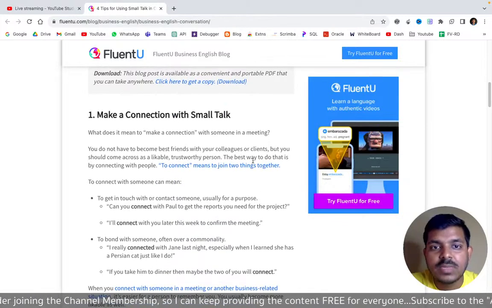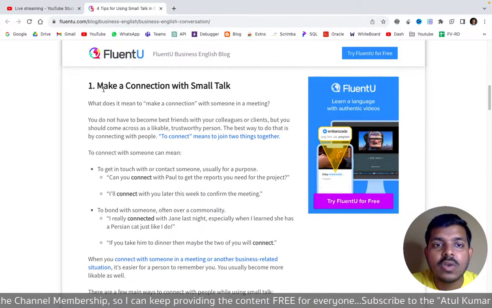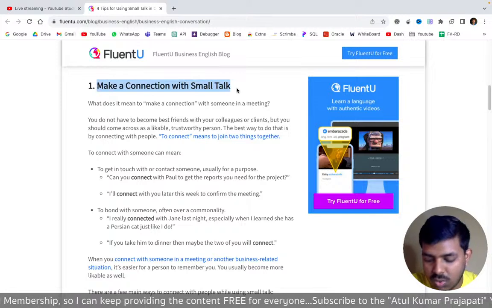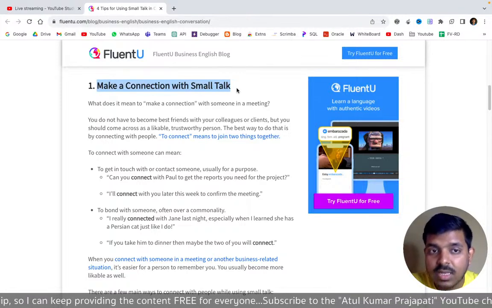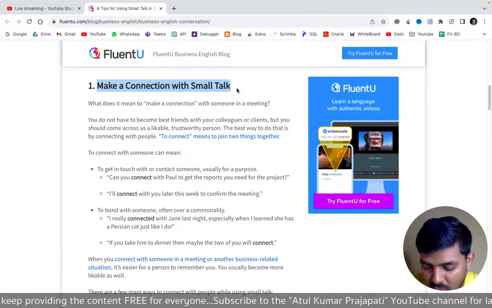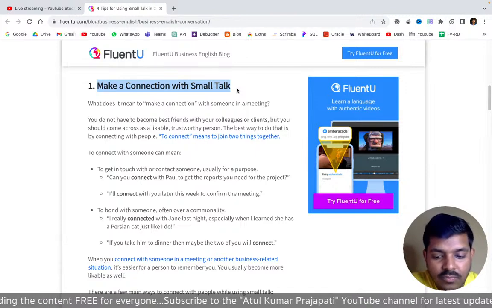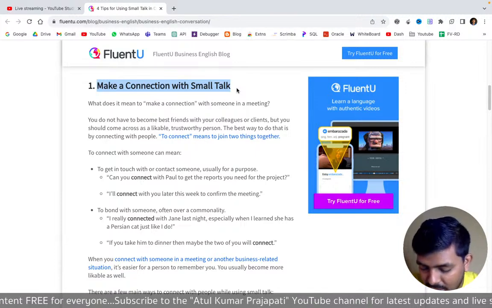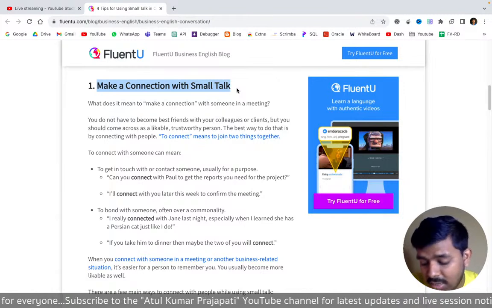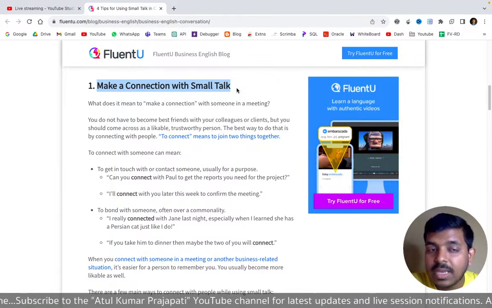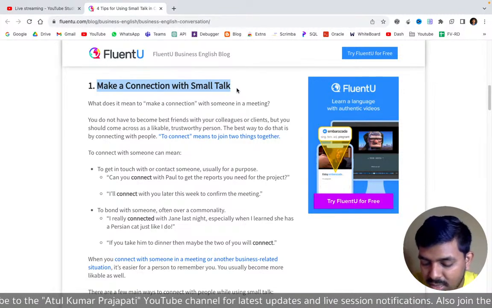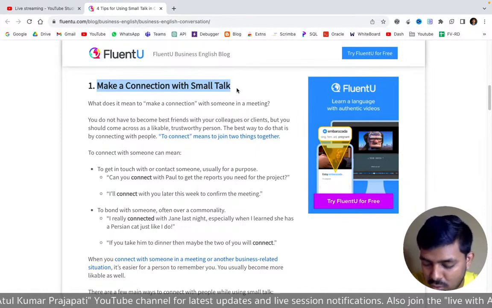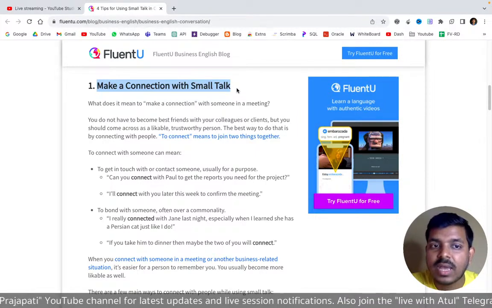So the very first point is making conversation with small talk. It is not just about starting small talk to waste time or let the time go, or actually trying to be polite. You are being polite by starting off with something which will eventually lead you to the direct point for which you have gathered.